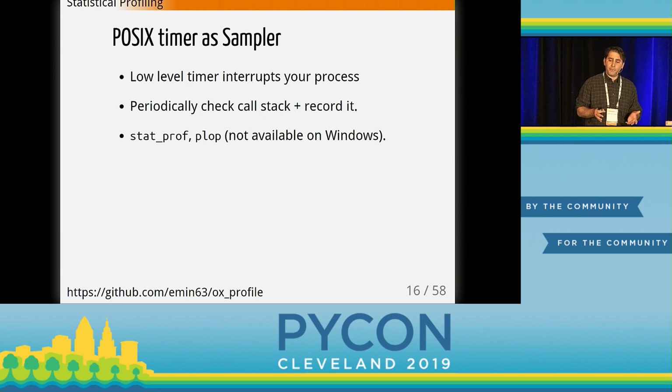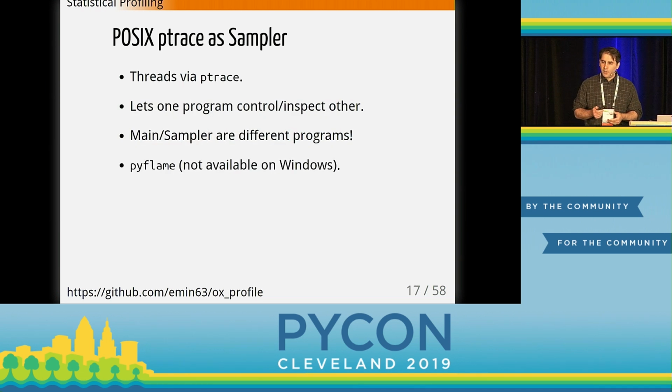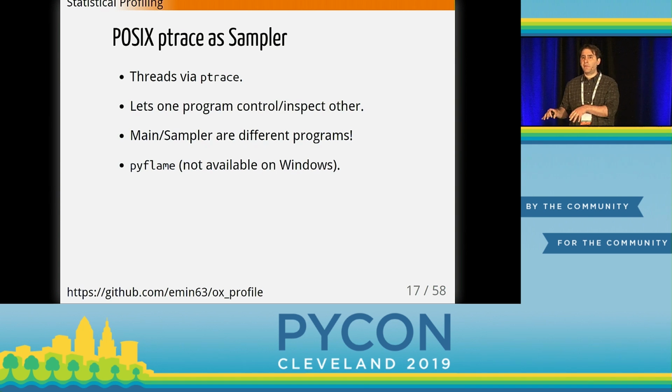So those are great programs. They're not available on Windows because this is a POSIX call. Another way you can implement a statistical profiler is something called ptrace. Now, ptrace is a really neat system call in POSIX. It lets you look at what some other thread is doing and control it or inspect it or whatever you want. And ptrace can actually be called completely outside of your own program.